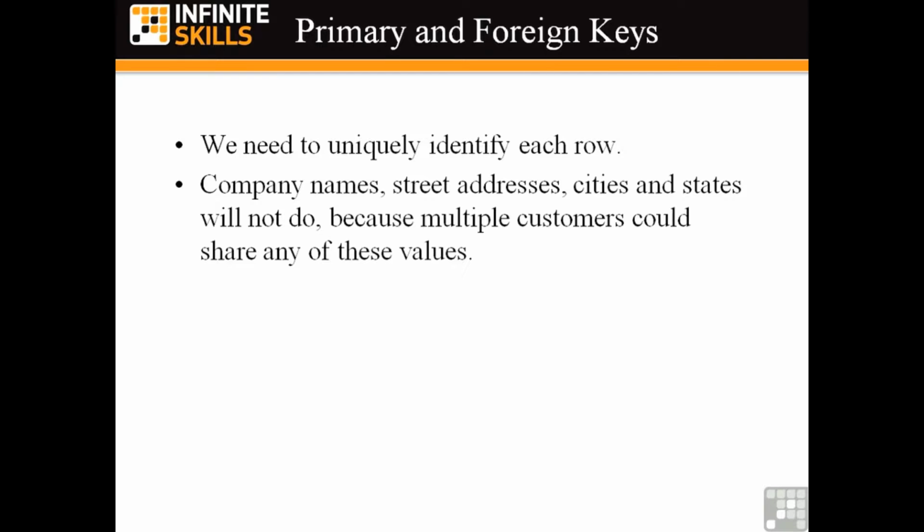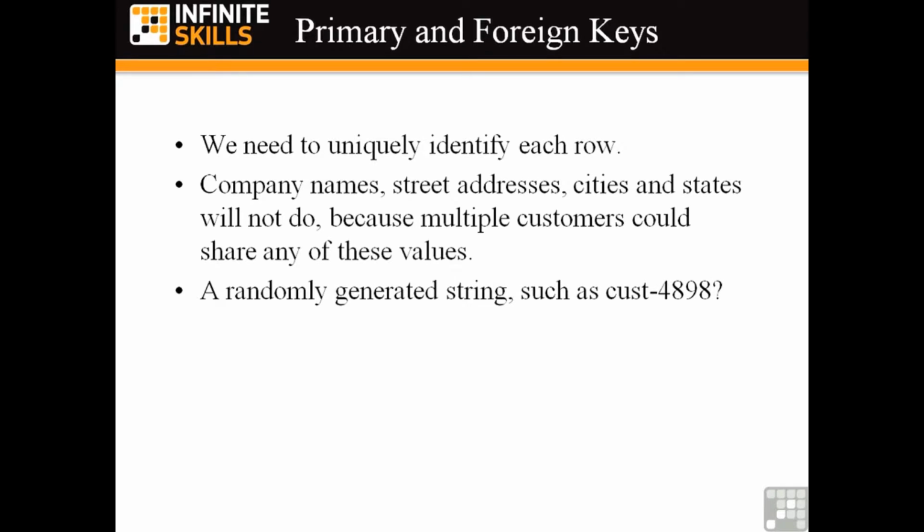So what we need is a unique attribute which is guaranteed to identify a specific customer. For instance, a unique code might be assigned to each customer, such as CUST-4898. Or frankly, you might simply assign an integer value to each customer, with each new customer being assigned the next integer value in the sequence. So the first customer entered into the system would be assigned the unique value of 1, the next would be assigned 2, and so on and so forth.